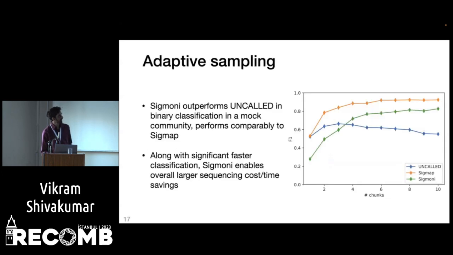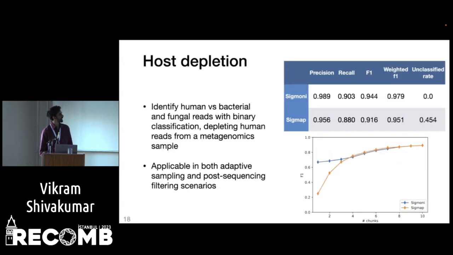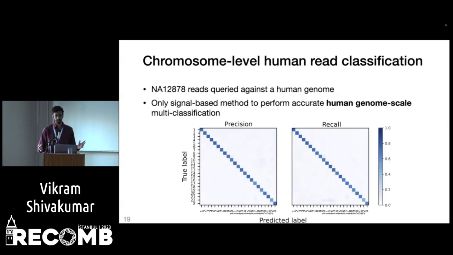In an adaptive sampling context, Sigmoni outperforms UNCALLED in binary classification and performs comparably with Sigmap, and along with the significantly faster classification, we enable pretty high cost and time savings in nanopore sequencing. And lastly, we can, on a chromosome level, do multi-classification in human reads, and this is the only signal-based method that can perform human genome scale multi-classification.